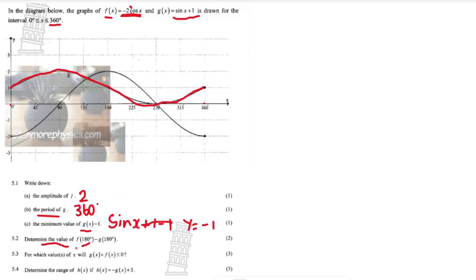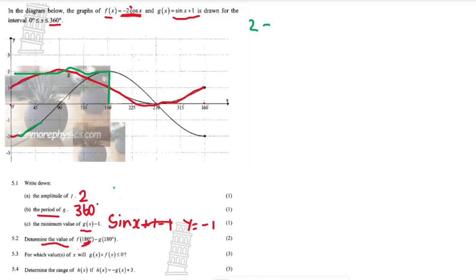Now, when we come to 5.2, they say determine the value of f of 180 minus g of 180. So what you do, you go to 180 degrees for the f graph. Let's identify our f graph. Our f graph is the cos graph. Since they say f of 180, you go to 180 degrees, then you go up and look for the y value, which gives us 2.